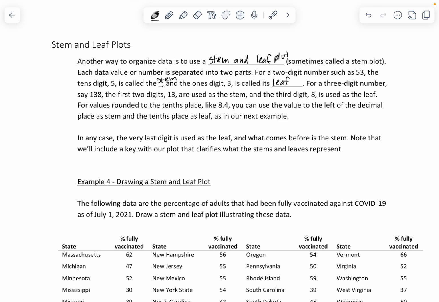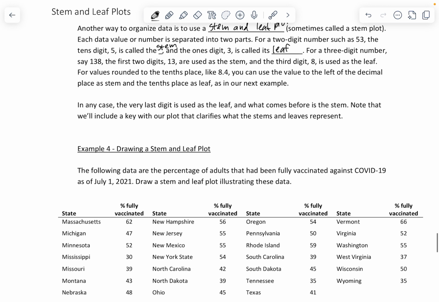For values rounded to the 10th place, like 8.4, you can use the value to the left of the decimal place as the stem, and the 10th place to the right of the decimal place as the leaf, as in our next example. In any case, the very last digit is used as the leaf, and what comes before is the stem. Note that we will include a key with our plot that clarifies what the stems and leaves represent.